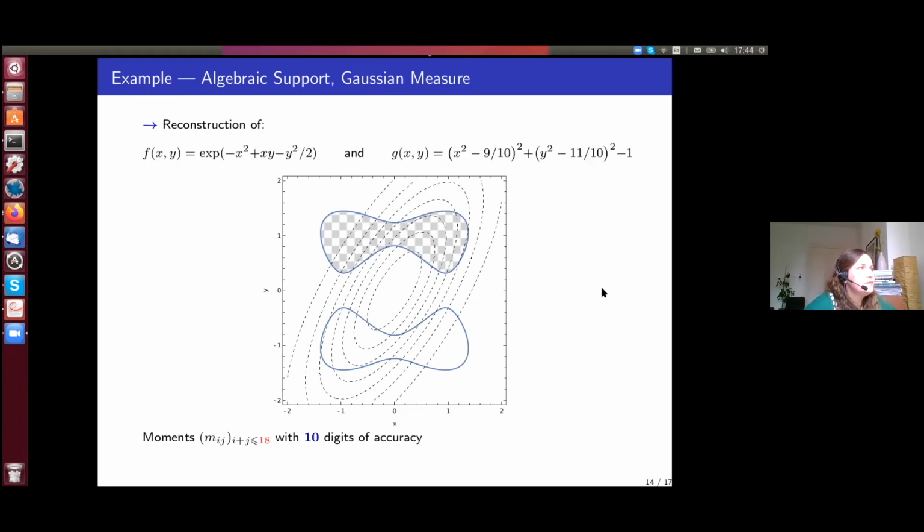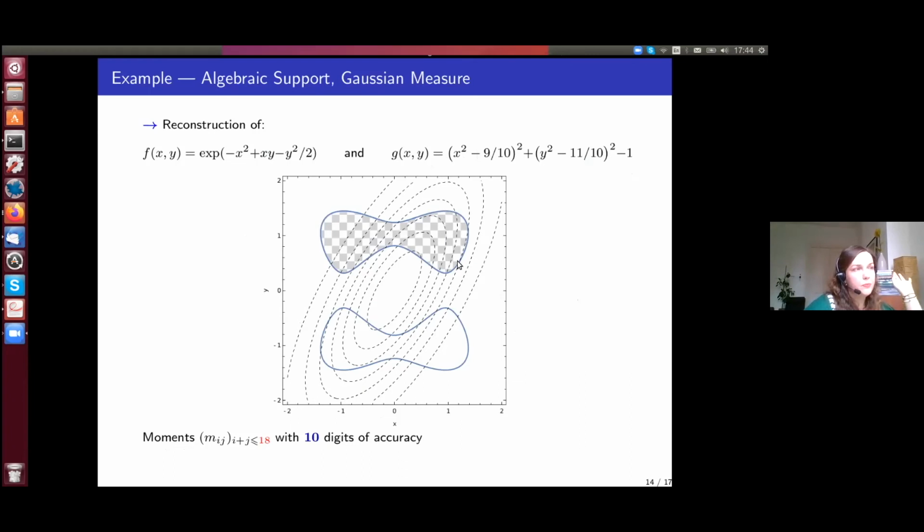What I'm showing you here is the density. Well, suppose it's unknown. So we want to reconstruct this, and we also want to reconstruct the support. The support is given by this. The boundary of the support is given by this polynomial.